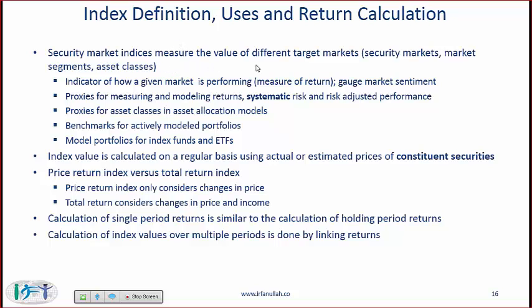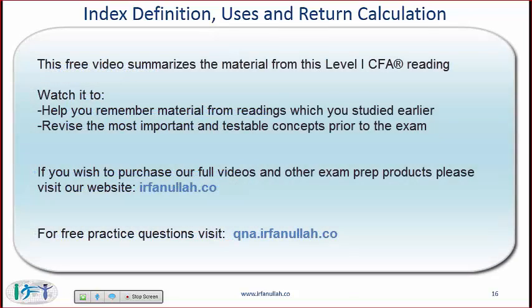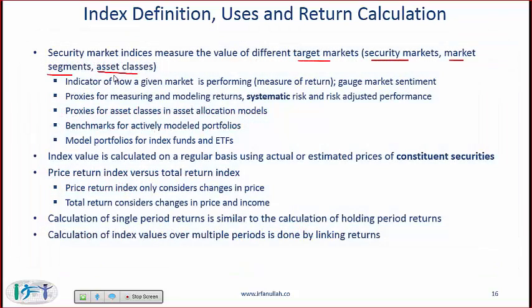Security market indices measure the value of different target markets, and the target market might be an overall market. So for example, the S&P 500 is a major index in the United States where the target market is US equities. You might also have indices that focus on particular market segments. So you might have an index that just focuses on technology companies in the United States. You can also have indices across different asset classes. You can have indices for stocks, indices for bonds, indices for commodities, and so on.